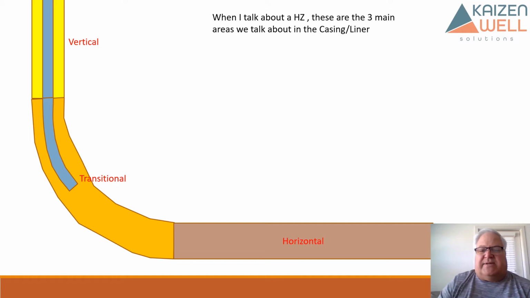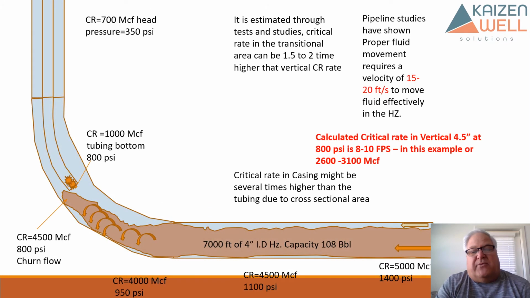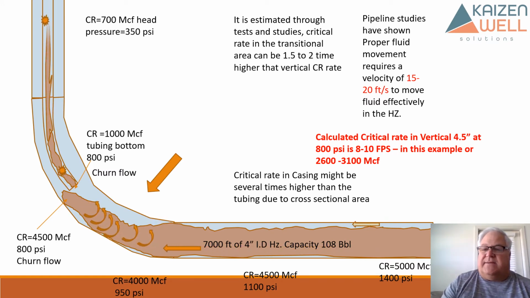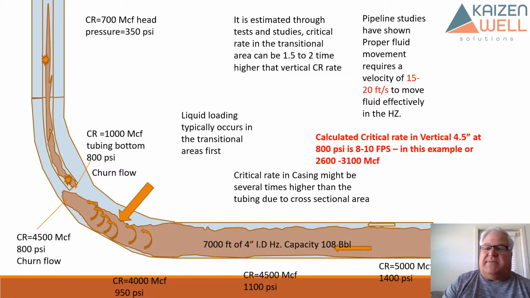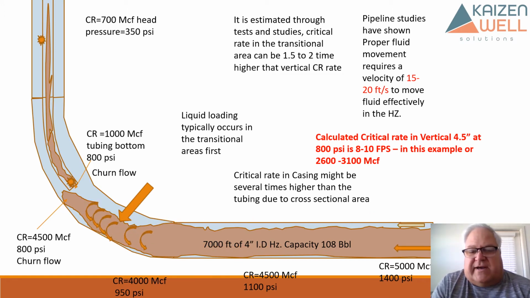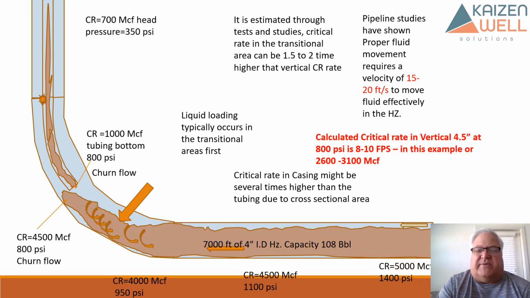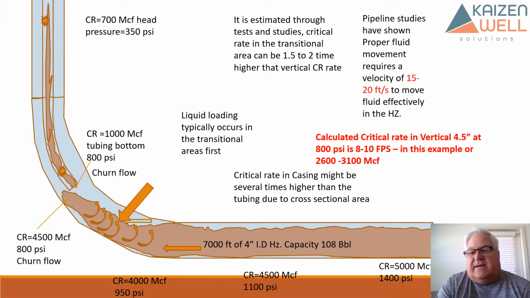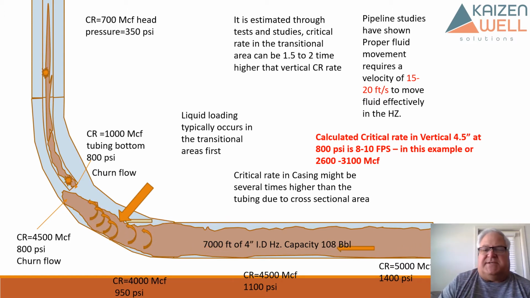So talking about a well, you've got your horizontal area, your transitional area, and your vertical area. Here's our tubing represented in this diagram. What you're seeing is an interesting flow pattern: liquid and gas are coming into this horizontal area, and you basically have a gigantic separator. So here's an example. If you have about 7,000 feet of 4.5-inch ID horizontal, it has a capacity of about 108 barrels. So if you have a well that's producing 40 or even 50 barrels a day, it has 2 days of storage capacity in this horizontal area.